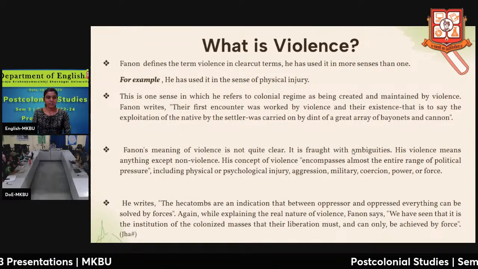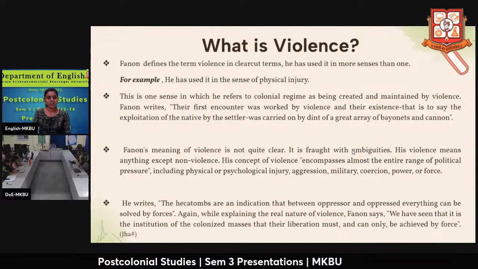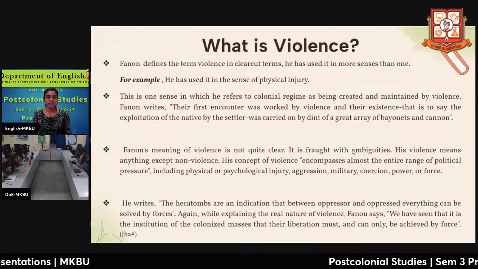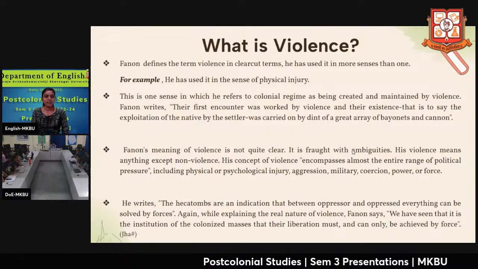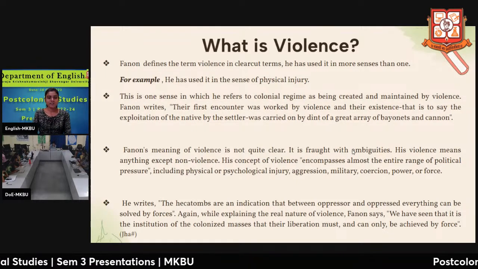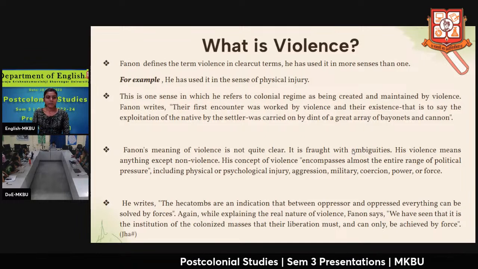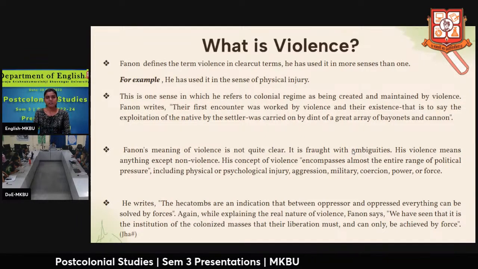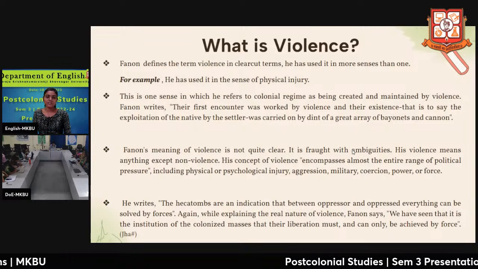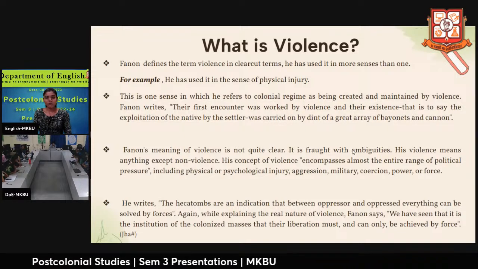What is violence? According to Jaha, Fanon defines the term violence in clear-cut terms. He has used it in more senses than one. For example, he has used it in the sense of physical injury. This is one sense in which he refers to the colonial regime as being created and maintained by violence. Fanon writes, their first encounter was marked by violence and their existence, that is to say, the exploitation of the native by the settler, was carried on by dint of a great array of bayonets and cannon.